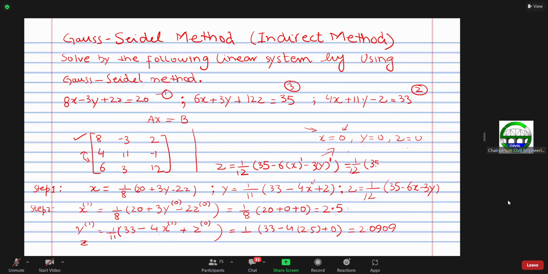35 minus 6 times X, which we already calculated as 2.5, and minus 3 times Y, calculated as 2.0909. And then calculate the value and write it here. Can anyone tell me? 1.1439. So this is the value of Z.